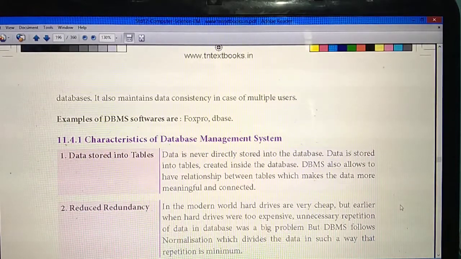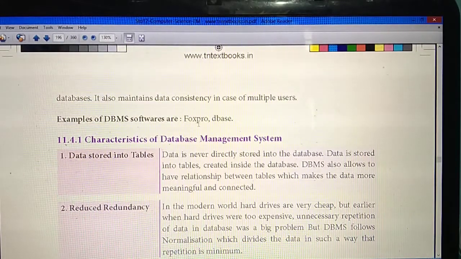In a database, you can store details of multiple users. Would the class register have the details of only one student? No, it has the details of a lot of students. Likewise, a database can also be used with multiple users. Understand?